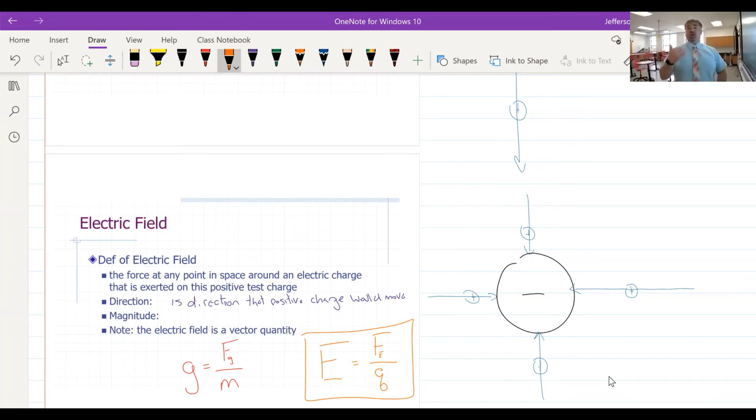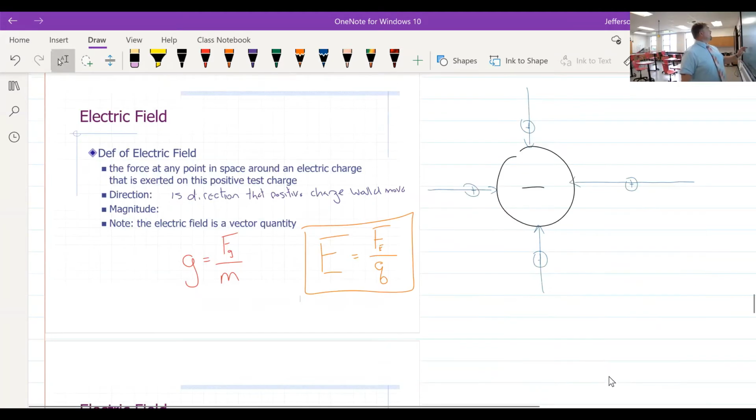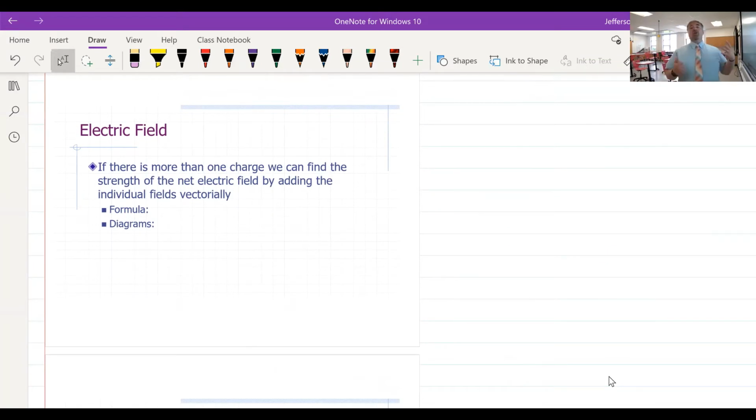Once again, just like gravitational fields, electric fields are vector quantities. So they have both size and direction. The difference between gravity and electricity, though, is that gravity is only attractive. Electric fields can be attractive or repulsive depending on the charge. Now, if there's more than one charge, we'll have to add them vectorially.